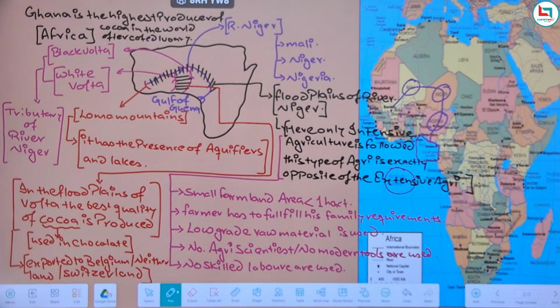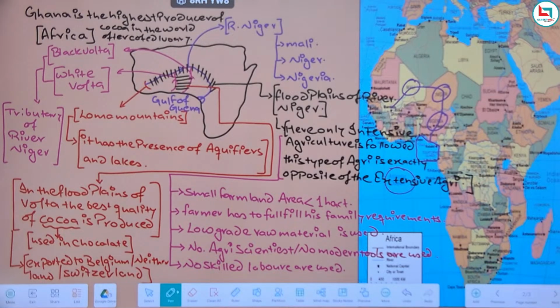River Niger originates from Loma Mountain. In Loma Mountain, we have the presence of aquifers and lakes, and this river passes through Mali, Nigeria, and Niger, and it drains into the Atlantic Ocean, where we have the Gulf of Guinea. This river Niger makes its floodplains all along its way.